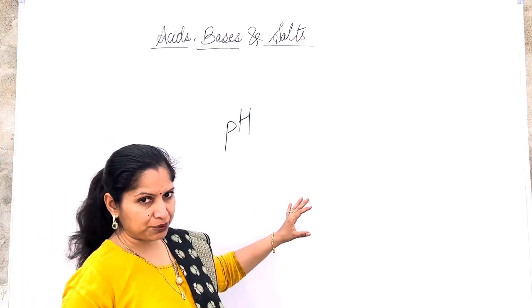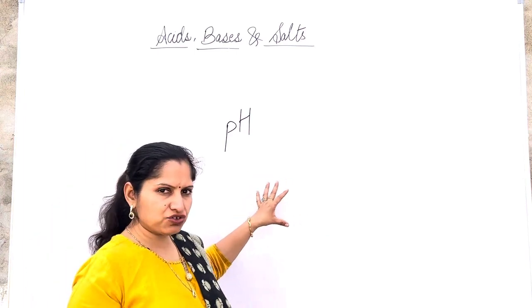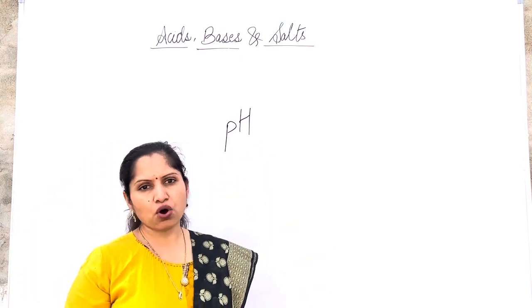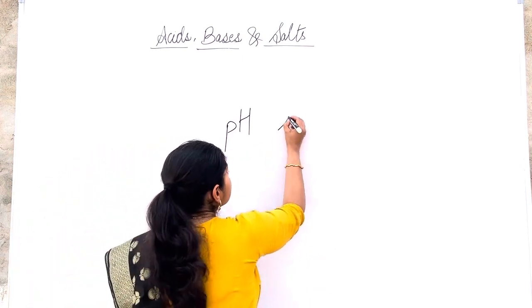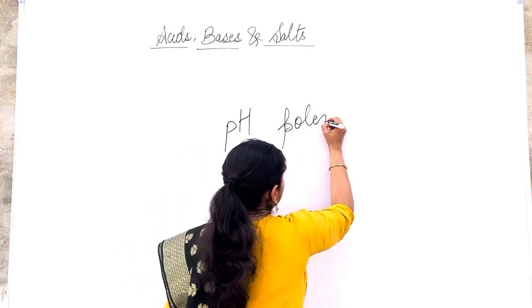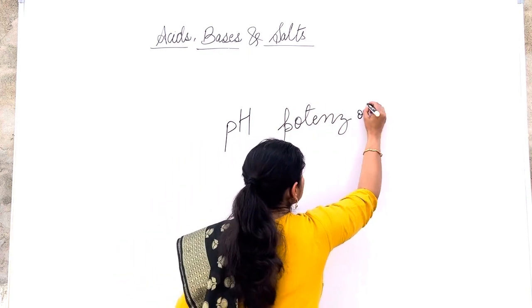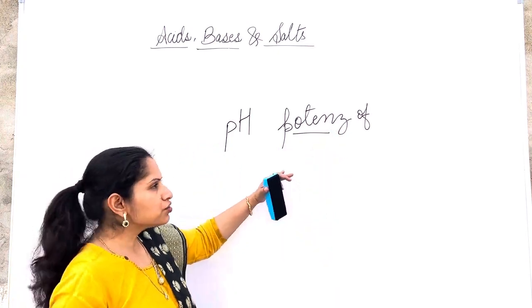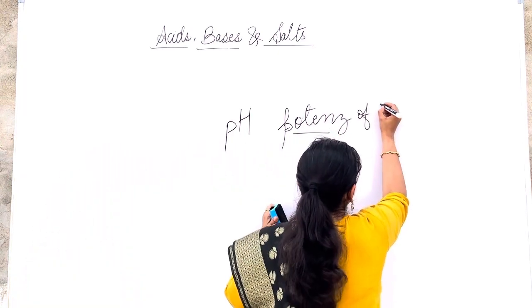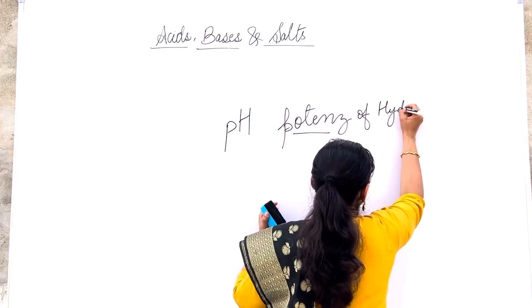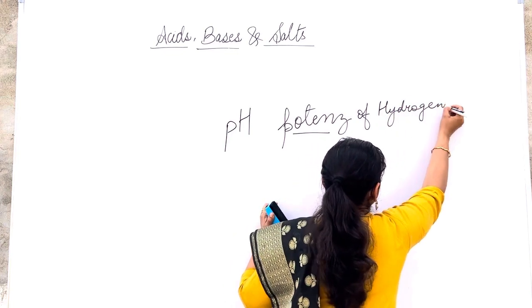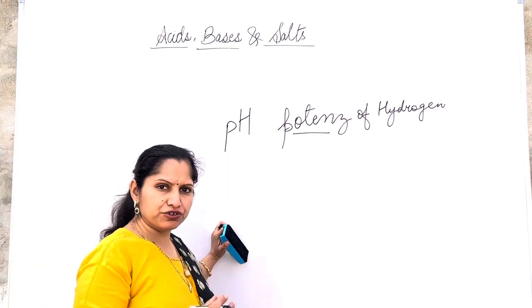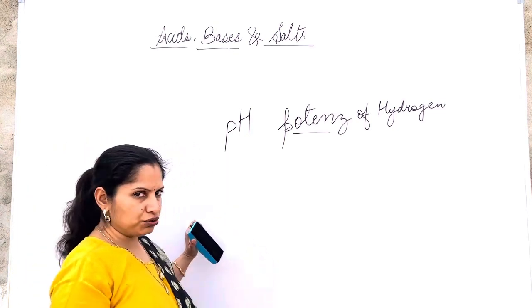So what is pH? Let's talk about that. You could be asked to define pH also. The word pH stands for potence of hydrogen. Remember that it stands for potence of hydrogen. And what is this potence? Potence means power. So it's potence of hydrogen, that means power of hydrogen. And this pH paper will give you the concentration of hydrogen ions in a solution.